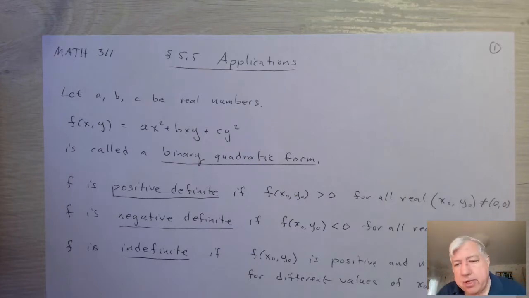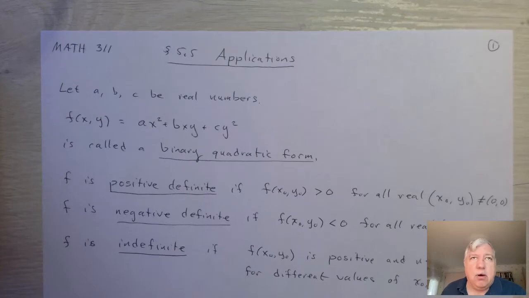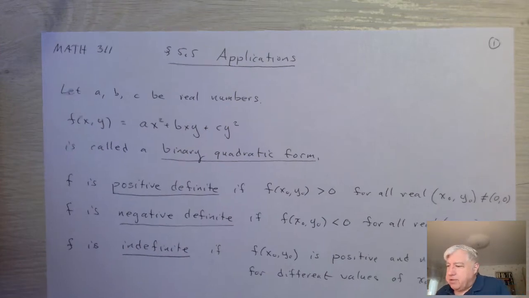So we are finally going to look at some applications of all the theory that we've been doing with eigenvalues and eigenvectors and diagonalization and whatnot. This first application you might not think is a technically real-world application, but it has to do with binary quadratic forms. And if you've had multivariate calculus, you've had some experience with them.